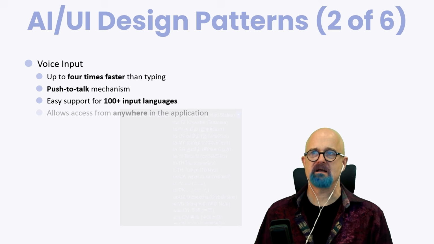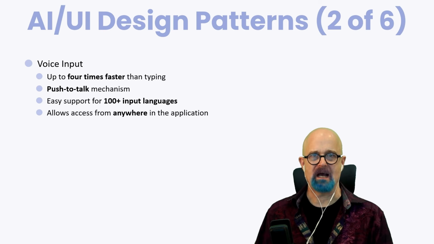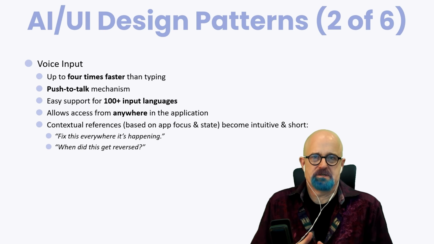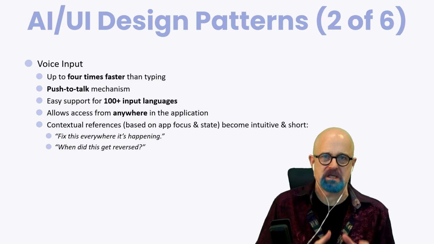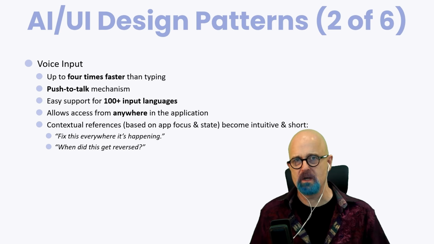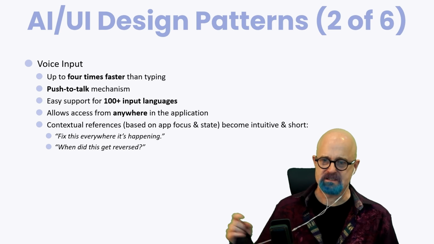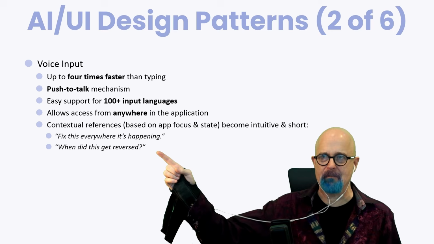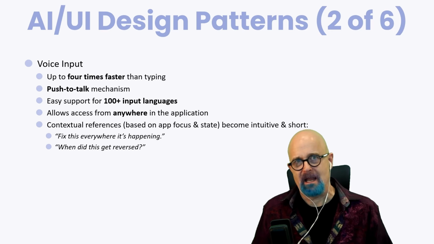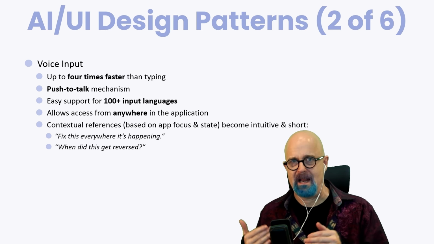It also gives you easy support for 100+ languages, and voice allows access from anywhere inside the application. If you're using voice input, make sure your contextual references are rich based on the app focus and state. That allows the spoken words or the typed words to feel more intuitive and to be shorter. So I can say shortcuts like "fix this everywhere it's happening," and "hey, when did this get reversed?" That's all I have to say, and AI can come back with the right answer.